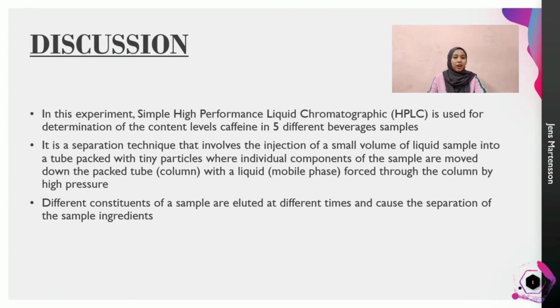Assalamualaikum, my name is Syafiqah and I'm going to continue on the discussion part. In this experiment, simple high performance liquid chromatography is used for determination of the caffeine content levels in 5 different beverage samples. HPLC is a technique that involves the injection of a small volume of liquid sample into a tube packed with tiny particles called the stationary phase, where the individual components of the sample move down the packed tube with a liquid and pass through a column by high pressure. The separation of the sample ingredients is caused by the different constituents of a sample eluting at different times.